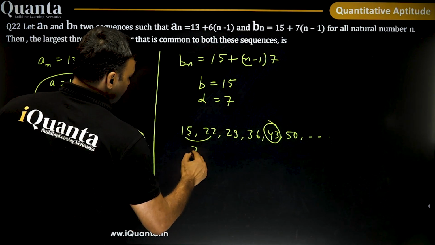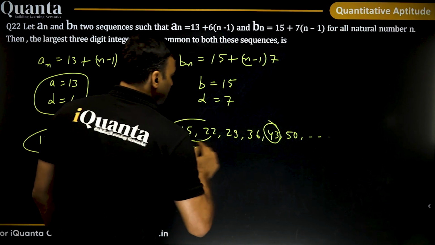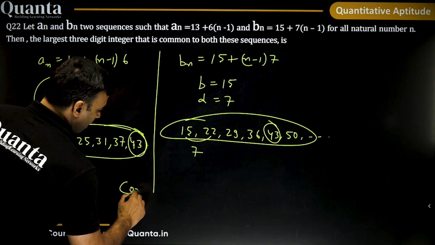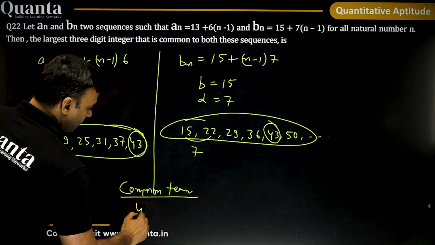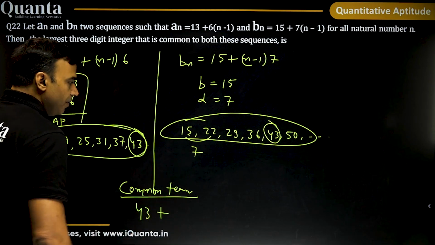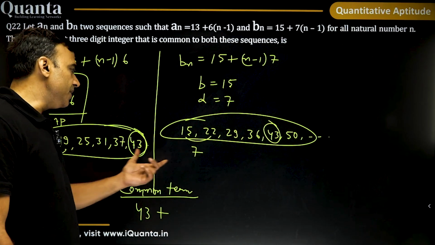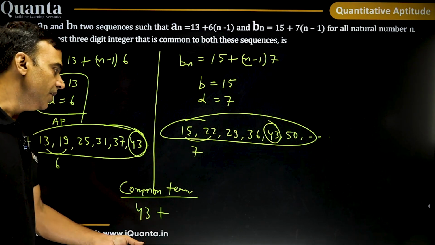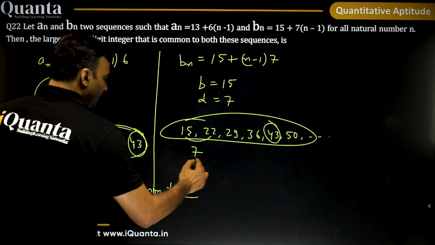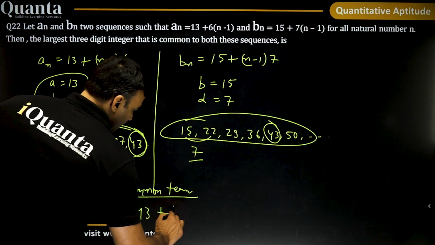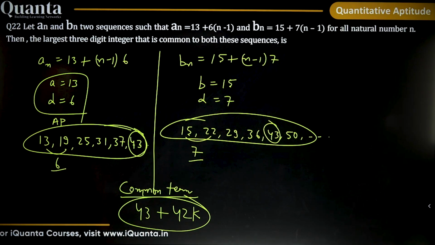The common difference here is 7 and here is 6. So the terms which are common to both, what will they be? The first common term, just now you saw, is 43. The other terms will also be in arithmetic progression. If this is an AP and this is an AP, then their common terms will also be in AP. The common difference of that AP will be the LCM of the common differences 6 and 7, that is 42. So it is 42K. So 43 plus 42K is the common term.